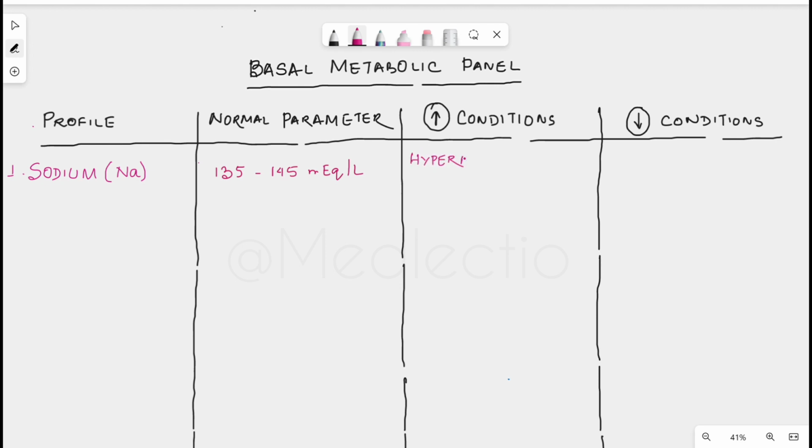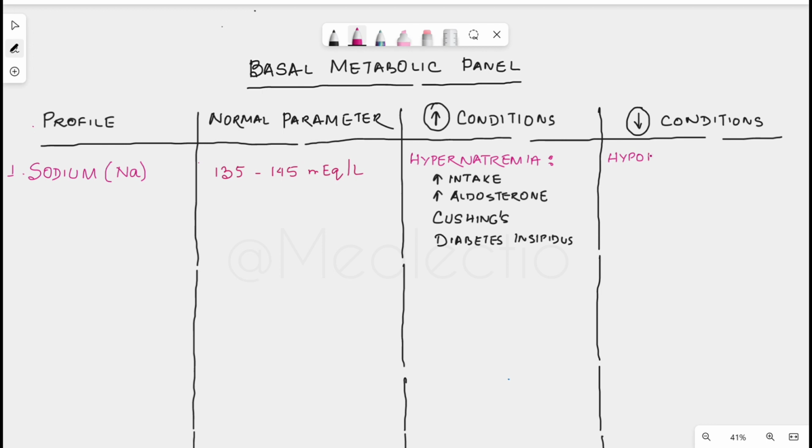So I am discussing these things in short here. We'll do a separate video on hypernatremia versus hyponatremia versus hypokalemia, with details there. Here, just the conditions where hypernatremia can be seen. If you increase sodium intake, hypernatremia will occur. If the aldosterone in your body increases, sodium retention will occur and sodium will increase in blood. In Cushing syndrome also there is sodium retention. Then in diabetes insipidus, actually more than sodium retention it's water excretion.